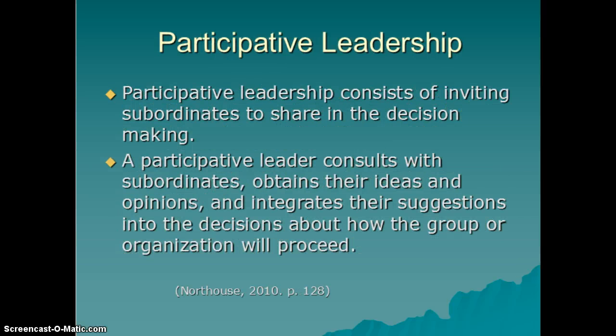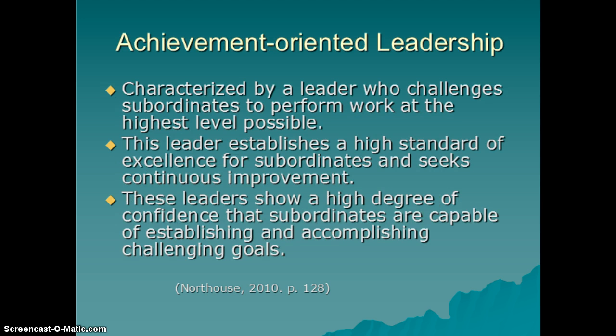Participative leadership. Participative leadership consists of inviting subordinates to share in the decision-making. A participative leader consults with subordinates, obtains their ideas and opinions, and integrates their suggestions into the decisions about how the group or the organization will proceed.